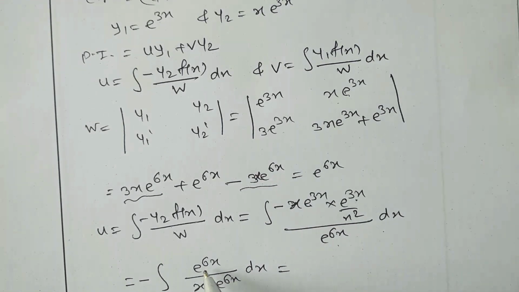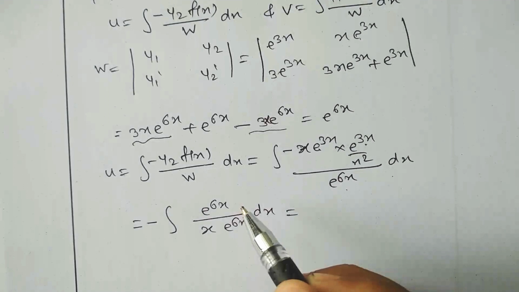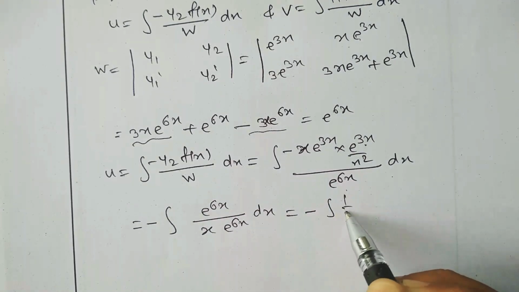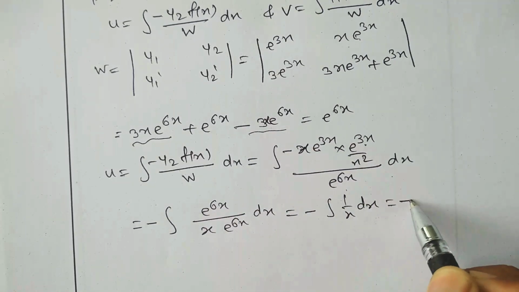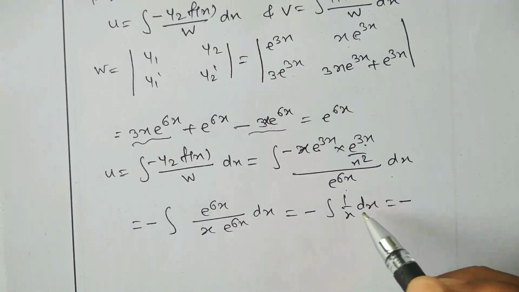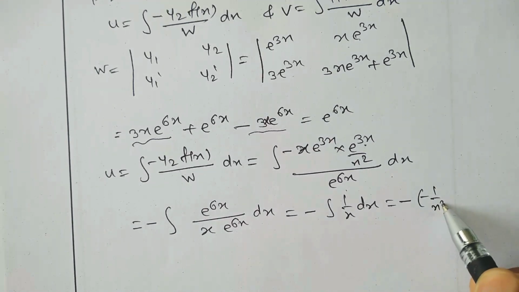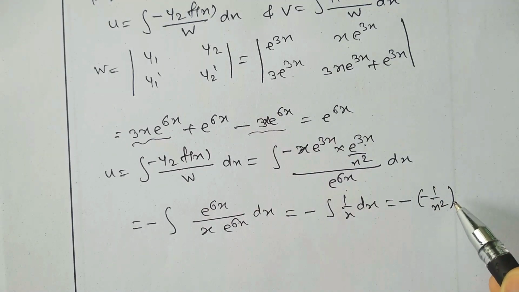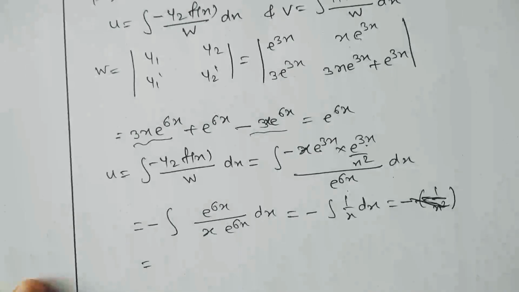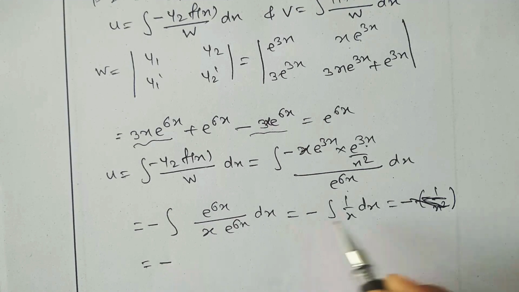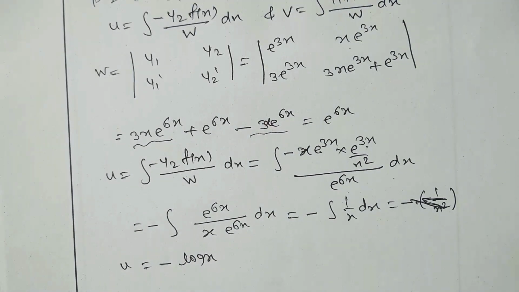e^(6x) gets cancelled, so we will get minus integration of 1/x dx. Integration of 1/x is log x. So this is our value of u.